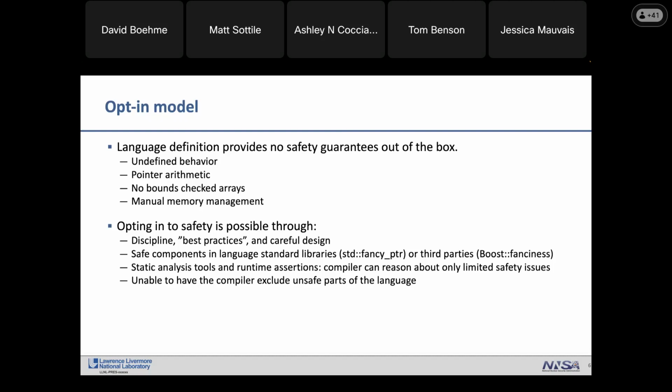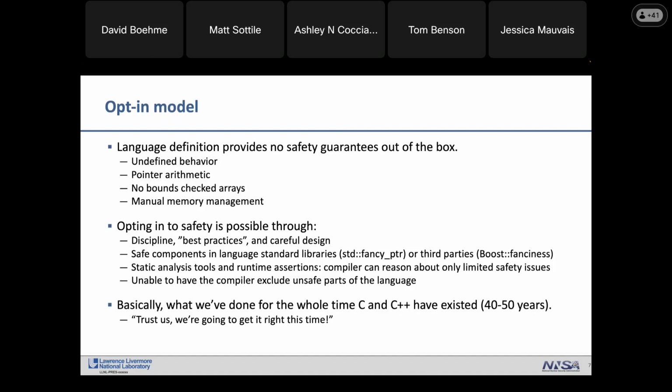You can also use safe components that the language provides as part of libraries. So either STD in C++ often has various fancy pointers and other things that are helpful. And sometimes you can also use third-party libraries. But because these are not part of the language standard, like Boost things are not, oftentimes you have to then appeal to things like static analysis tools or runtime assertions to check to make sure you're using things correctly, because the compiler often can't exclude unsafe code, because if it's legal code, the compiler is obligated to compile it. So this is where it's kind of the opt-in model. You have to choose to be safe, and then you have to keep yourself disciplined when you're applying the safety.